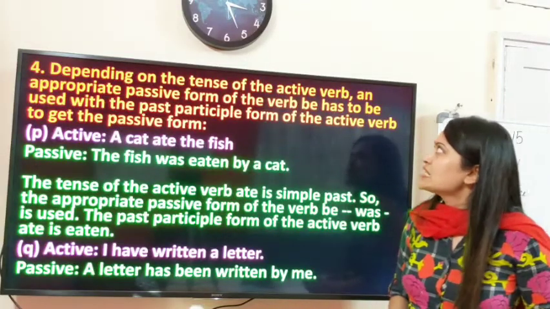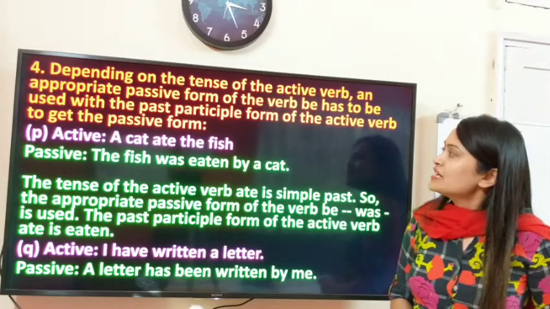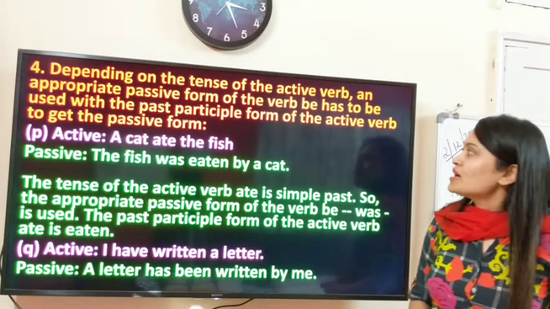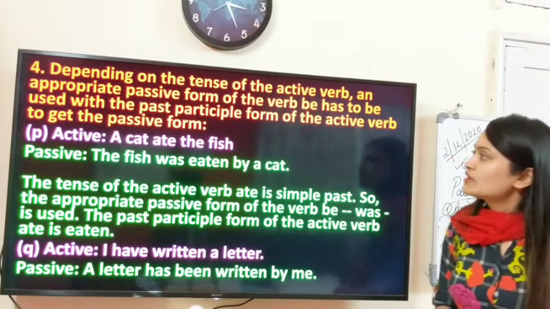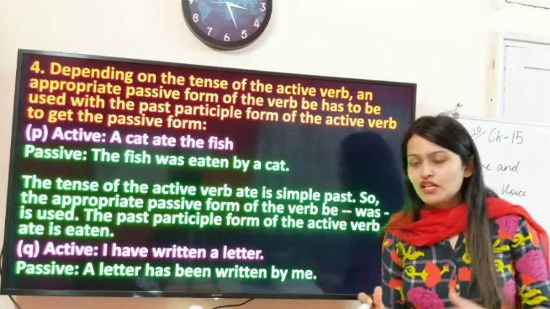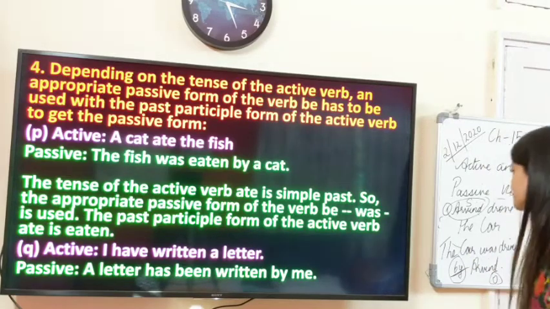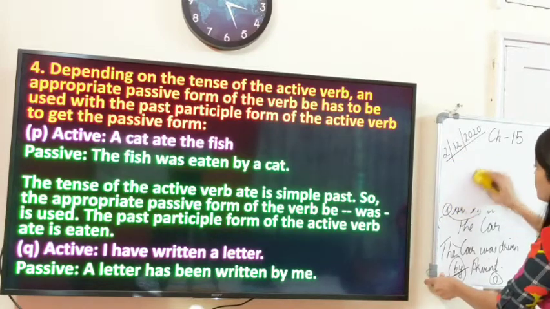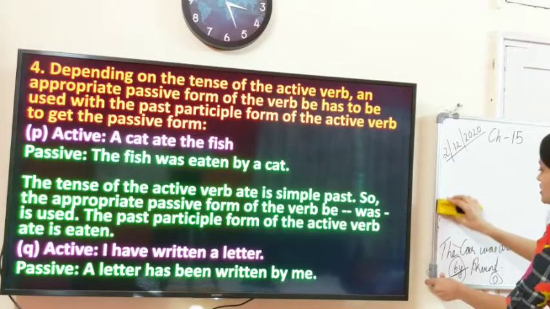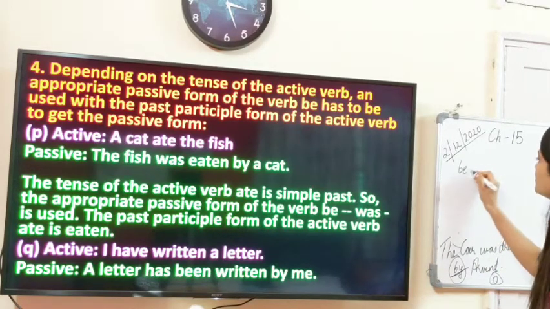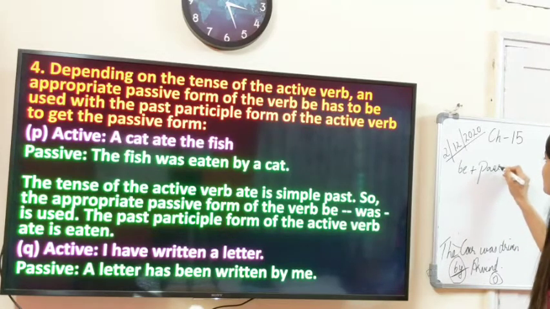Now, depending on the tense of the active verb, an appropriate passive form of the verb be has to be used with the past participle form of the active verb to get the passive form. Now, here they are trying to tell us how to change. Like I told you, children, whenever you're changing from active to passive voice, there is an appropriate standard form to be followed, that is be plus past participle. Okay, past participle.